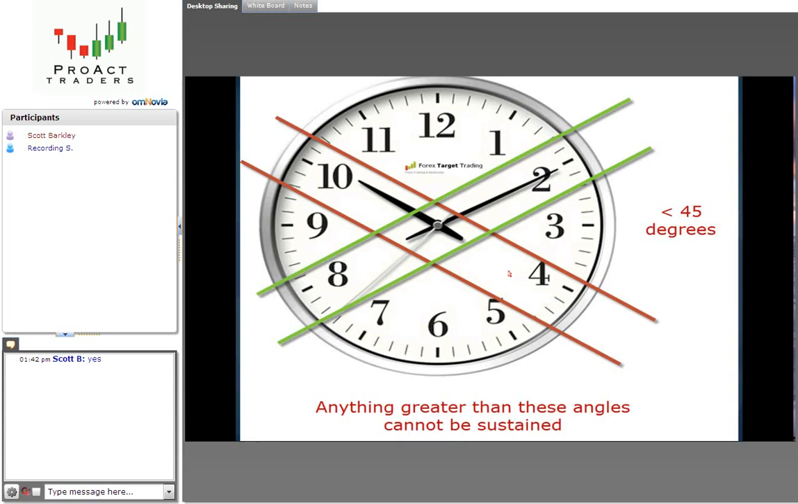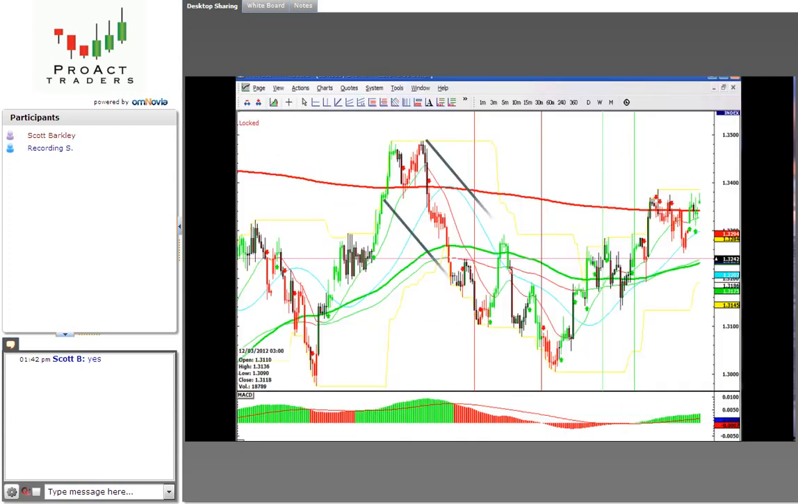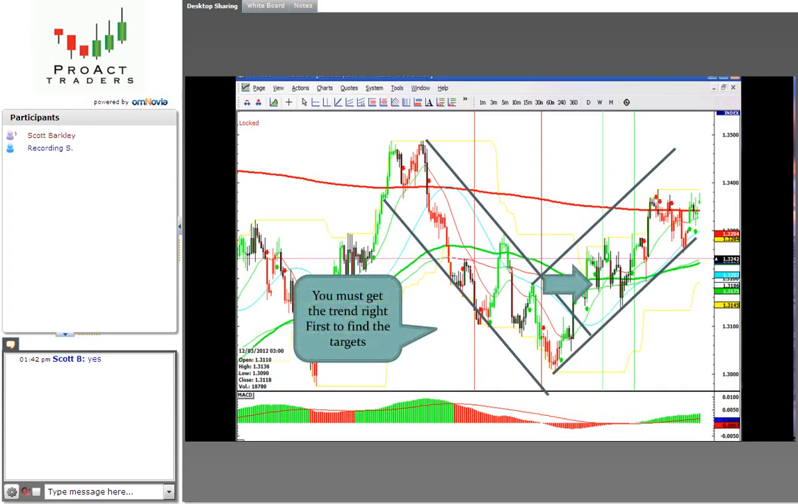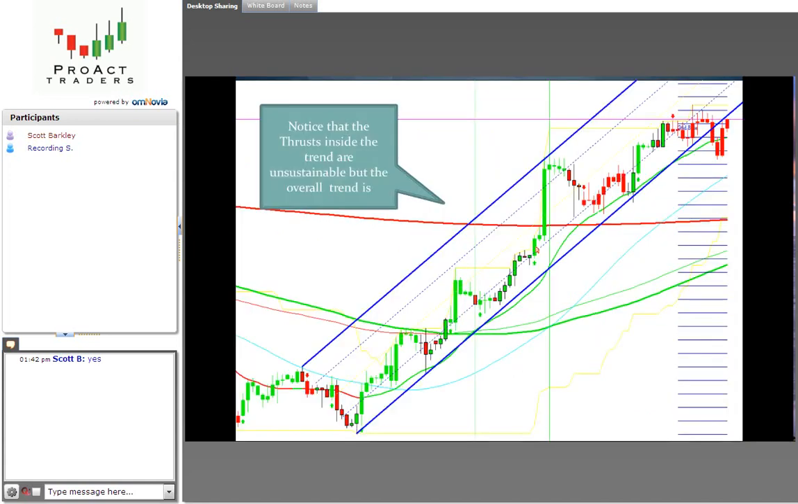All right? So let's take a look at trends for a second, because the most important thing, and the initial thing, is we got to know the trend. If we don't know the trend and we get it wrong, we will be looking for the targets at the wrong spot. So as you can see, once we make the turn here, then we're looking for trades to the upside. All right? When we were coming down, we were looking for trades to the downside. All right? Now, I want you to see in this example here that the thrusts here are all unsustainable. The trend is sustainable, but the thrusts inside the trends are not.